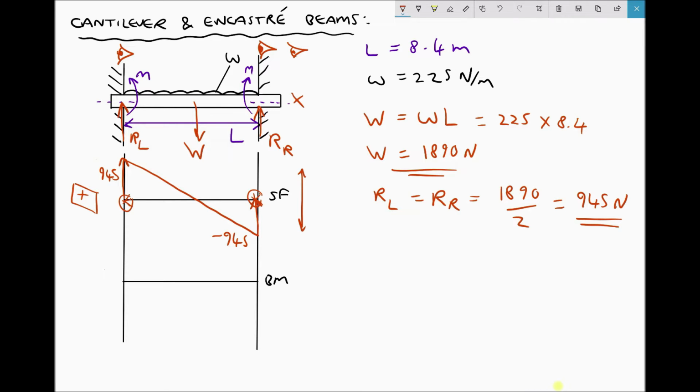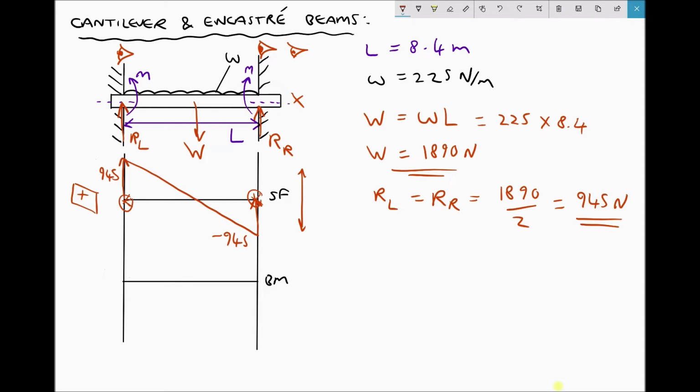Now here's where things differ. On a simply supported beam, we know that the bending moment at the left-hand support is 0. And we know that because there's no fixture or no support to apply a turning moment. And we know that that's also true for the right-hand support. However, that isn't the case with an encastre beam.